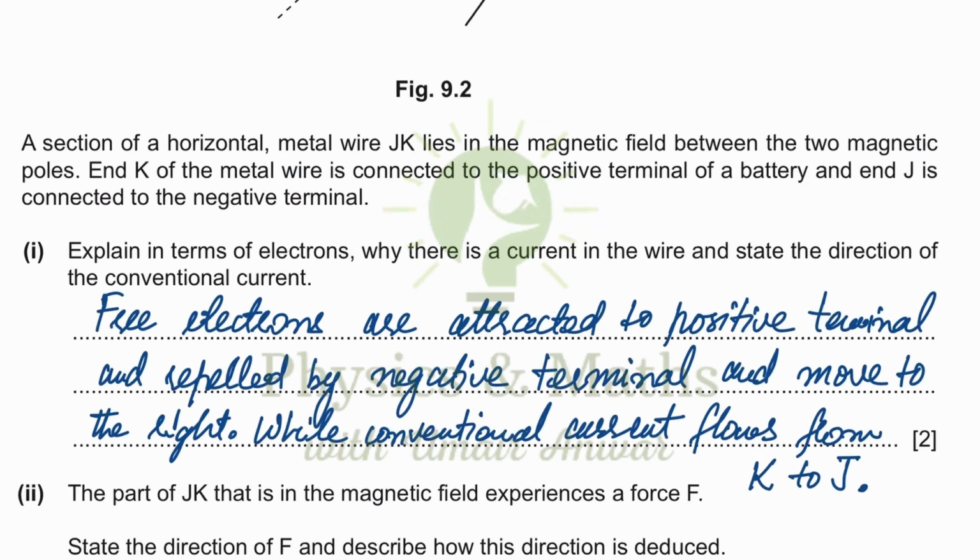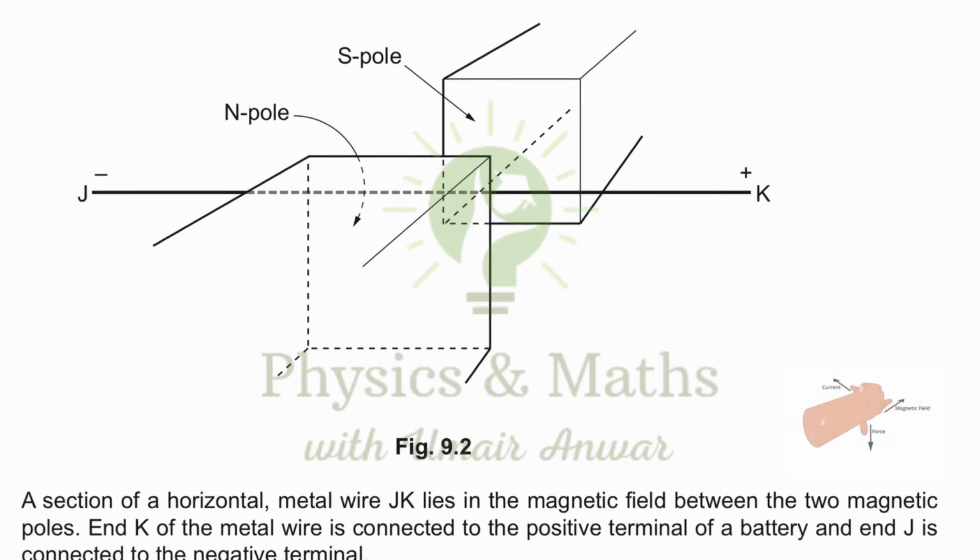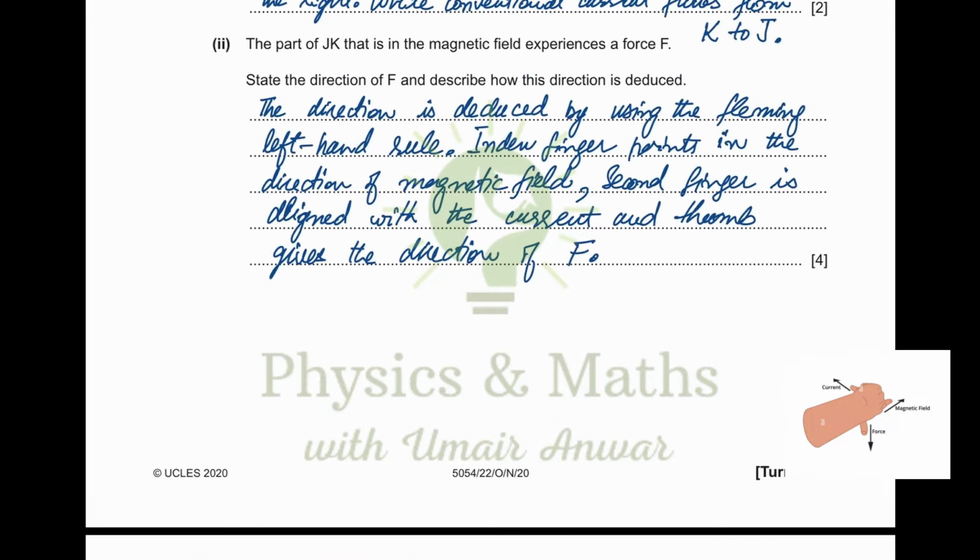Now, in this case, the magnetic field is from north to south pole. It is always from north to south pole. So the first finger would be aligned into the page. Then the conventional current is to the right. So the second finger would be aligned towards the right, and thumb is pointing downwards. So it means that a force in the downward direction would be experienced by this conductor.